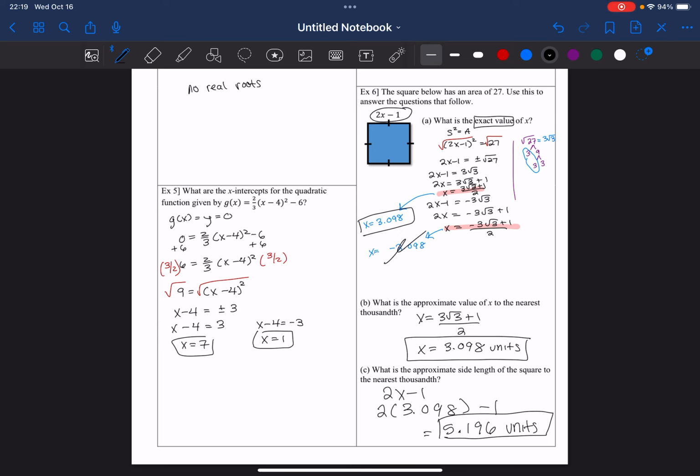Okay, so that means one side of that square is about 5.196 units, meaning if we took that value and squared it, and you can do that on your calculator, if you take that value and you square it, one minute, I'm trying to type it in. Squared, you should get really close to the area of 27.